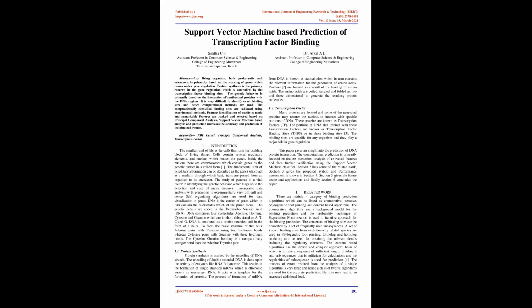DNA comprises 4 nucleotides: adenine, thymine, cytosine, and guanine, which are in short abbreviated as A, T, C and G. DNA is structured as a double-stranded coil in the form of a helix. To form the basic structure of the helix, adenine pairs with thymine using 2 hydrogen bonds, whereas cytosine pairs with guanine with 3 hydrogen bonds. The cytosine-guanine bonding is a comparatively stronger bond than the adenine-thymine pair.